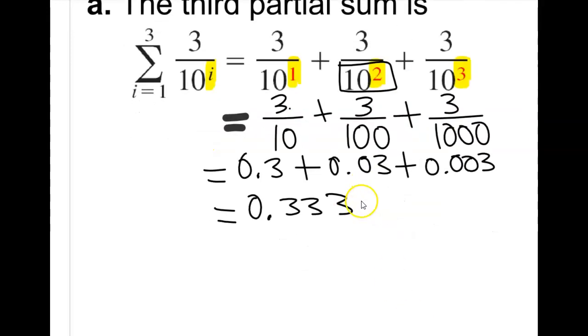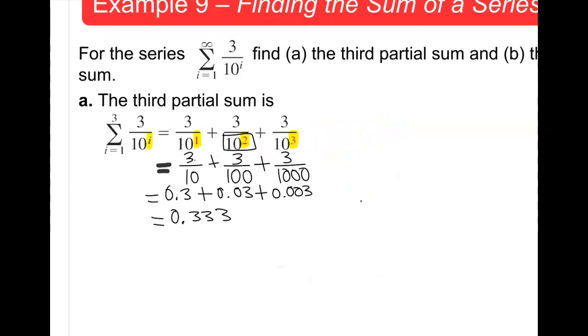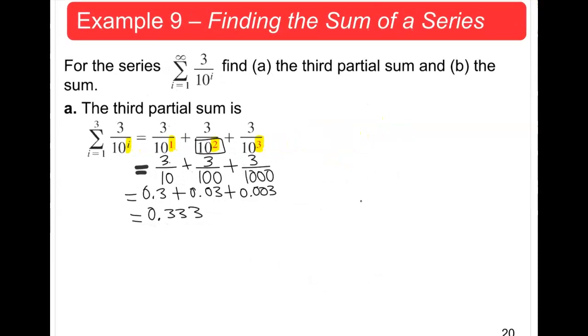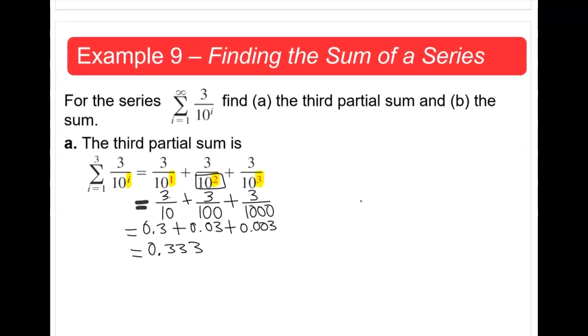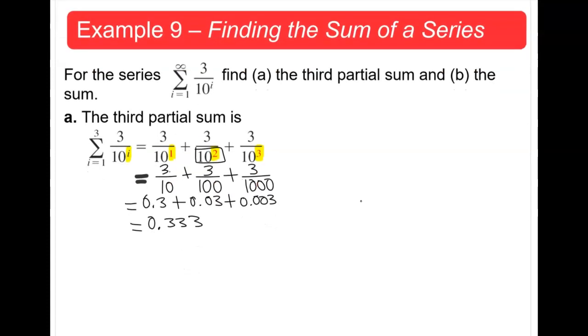And in fact, this is an approximation of 1/3. So 1/3 is approximately 0.333 if we were to round it to the nearest thousandth.